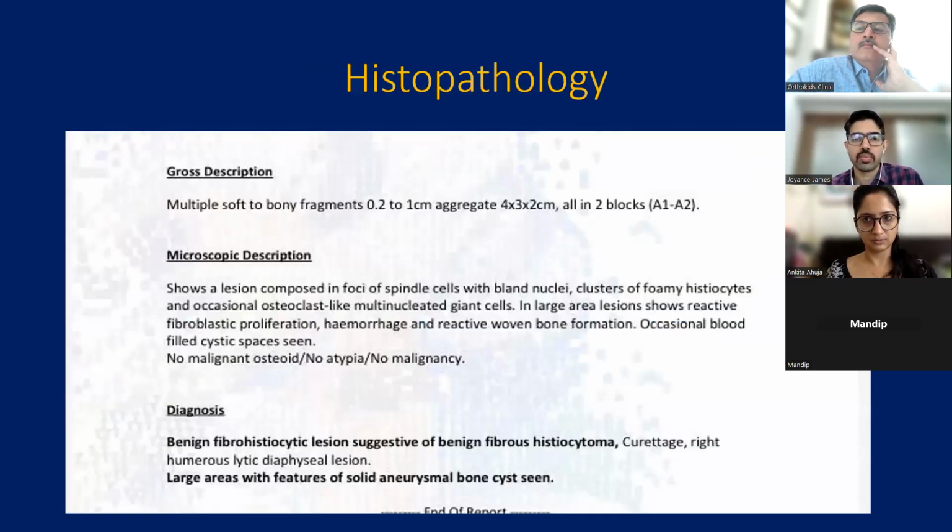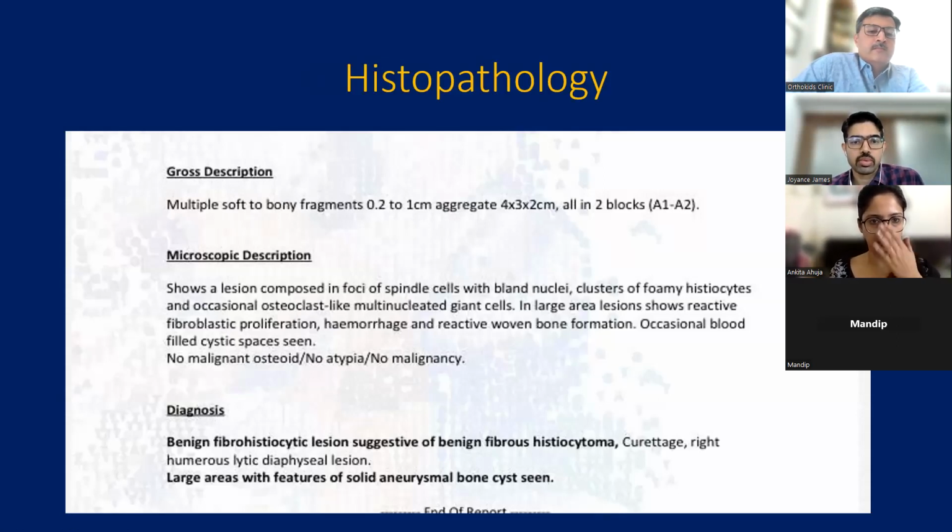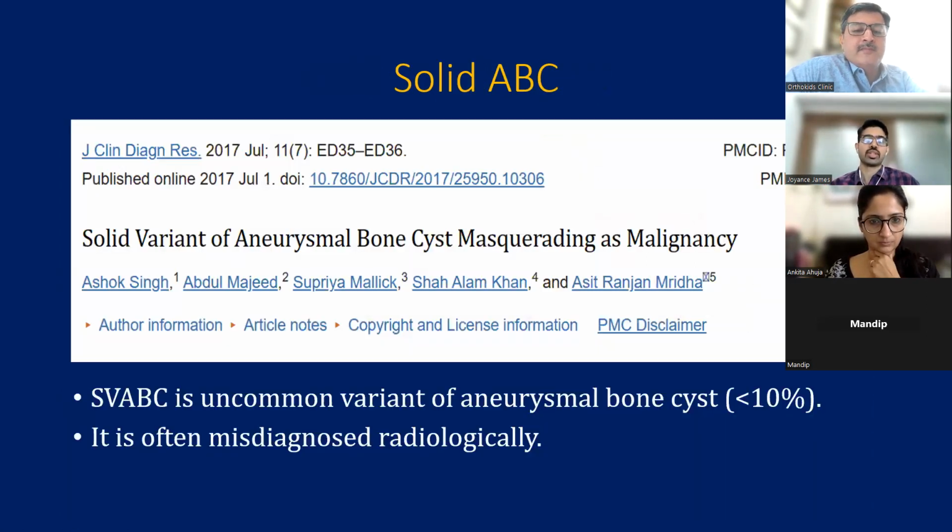Sorry to cut you off. Please go back to the biopsy report. Yeah, so it's basically BFH, which has a secondary ABC-like area. So benign fibrous histiocytoma, yeah? Yeah, go ahead. No problem. Okay.